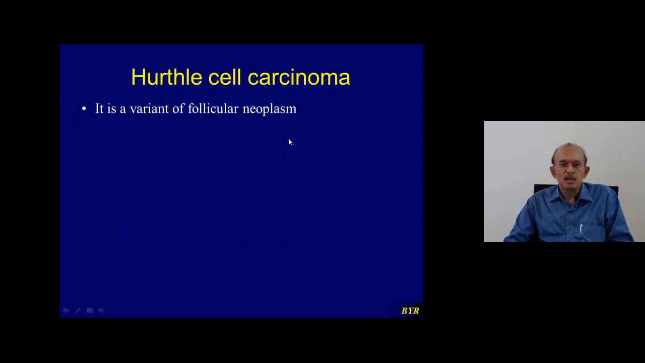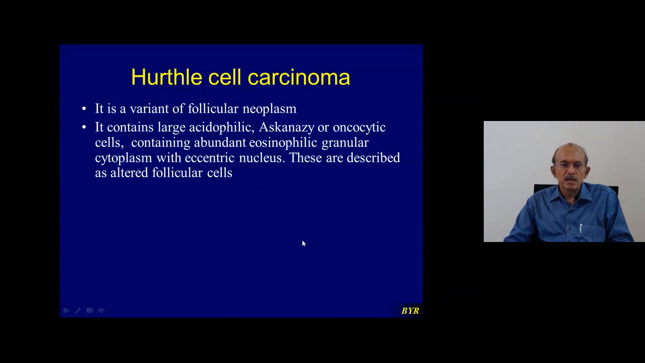Hurthle cell carcinoma. It is a variant of follicular neoplasm. It contains large eosinophilic Askanazy or oncocytic cells containing abundant eosinophilic granular cytoplasm with eccentric nucleus. These are described as altered follicular cells. So the cell of Hurthle cell carcinoma is Askanazy cells or oncocytic cells. So please remember this. This is frequently asked in the PG entrance examination.